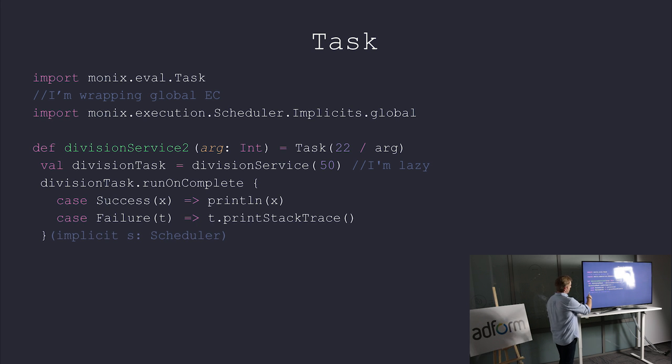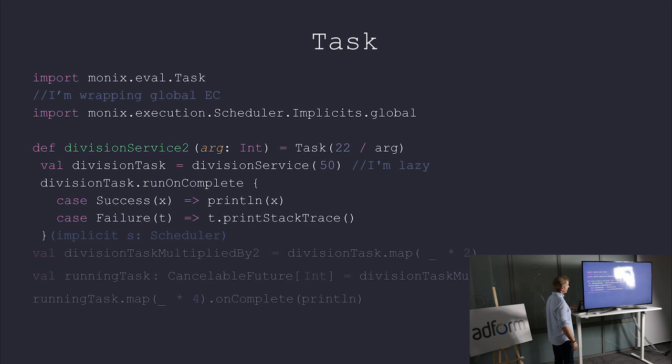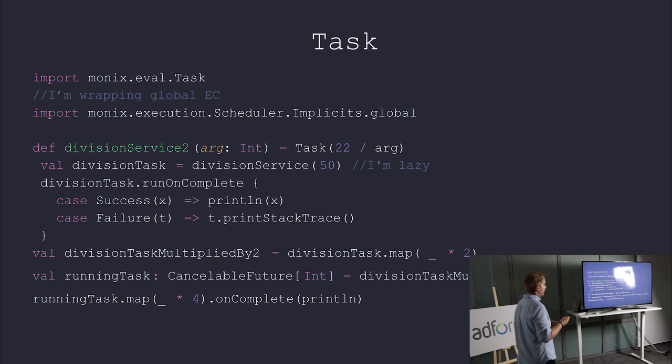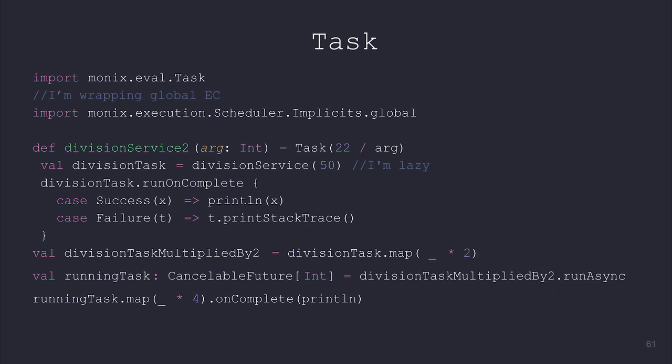And here is the scheduler that would be normally passed. So this is very similar to future, right? Another way of invoking a task to start the computation is by running the run async function. If you call the run async function, you will get something called a cancelable future.